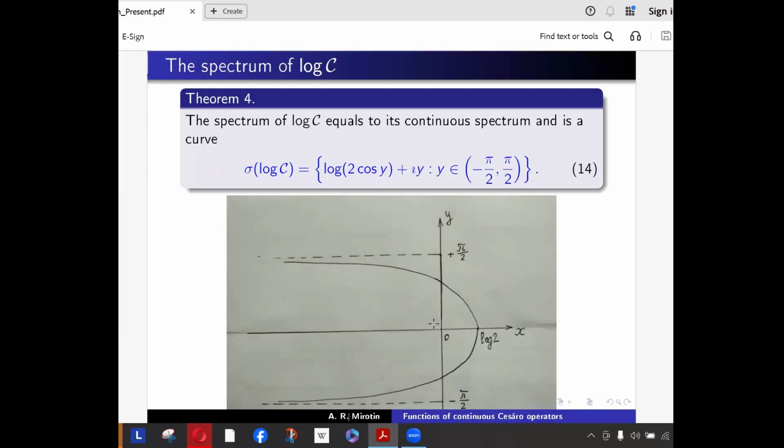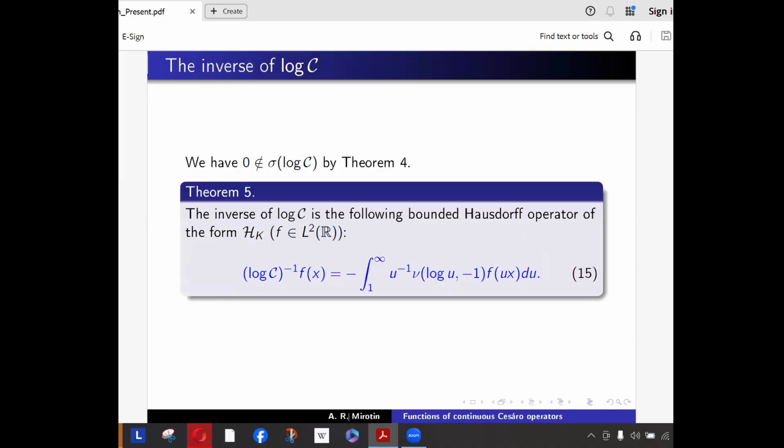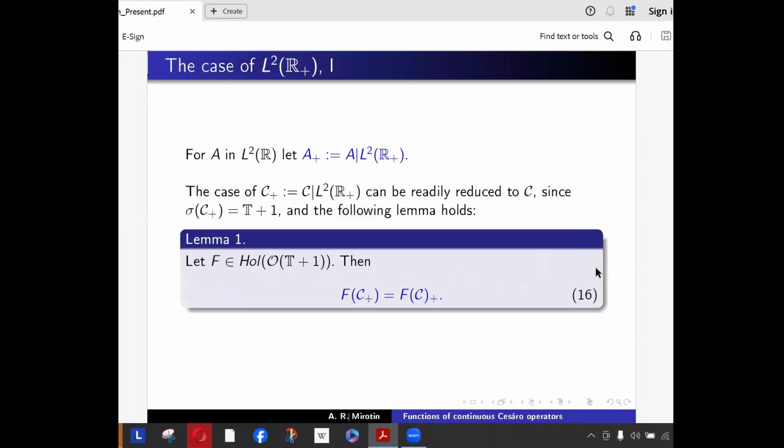Note that 0 does not belong to the spectrum of the logarithm. So the logarithm has a bounded inverse. This inverse is given by the formula 5. So we see that the inverse of the logarithm of C is also a Hausdorff operator of the form 15. And now I should speak about the C plus.